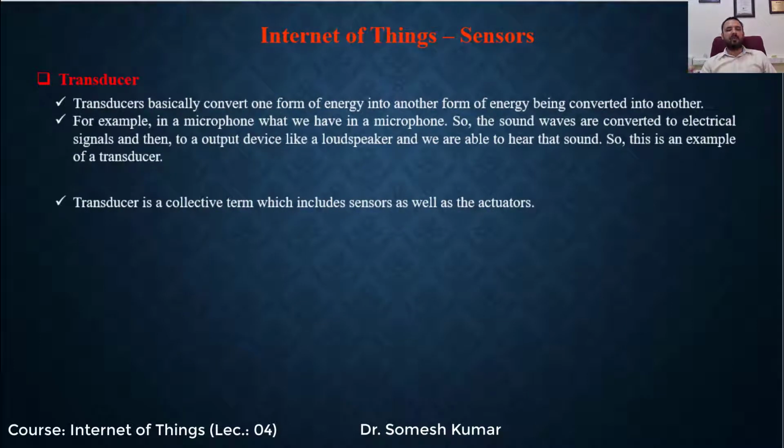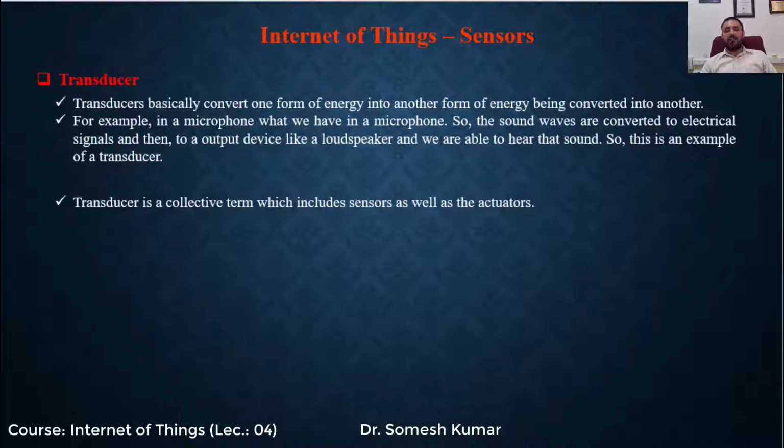So I already explained the meaning of transducer. A transducer basically converts one form of energy into another form of energy, like the sensors. But what is the difference between a transducer and a sensor? Basically the transducer is a collective term which includes the sensors as well as the actuators.